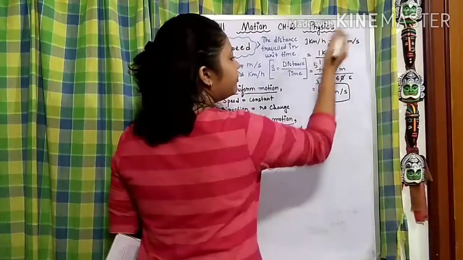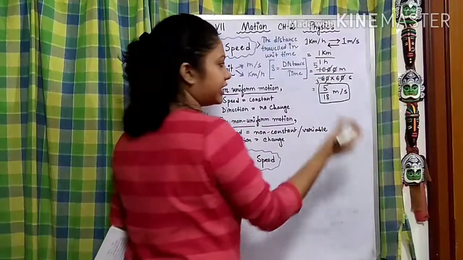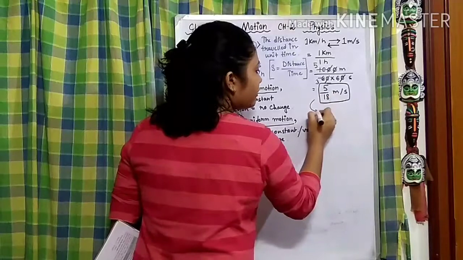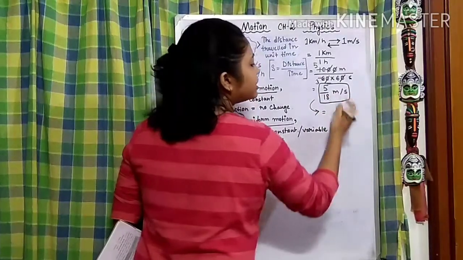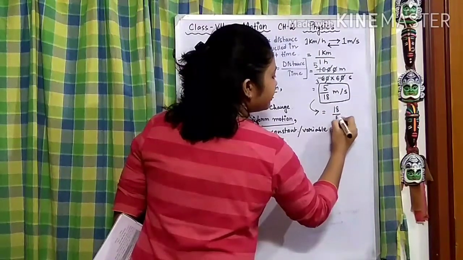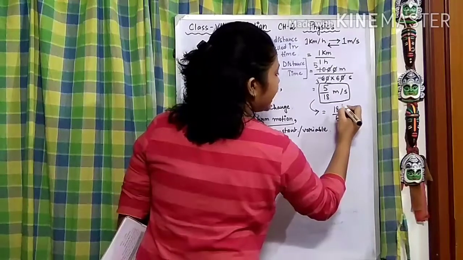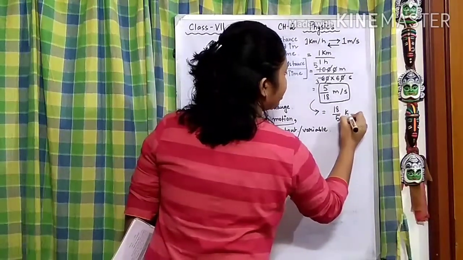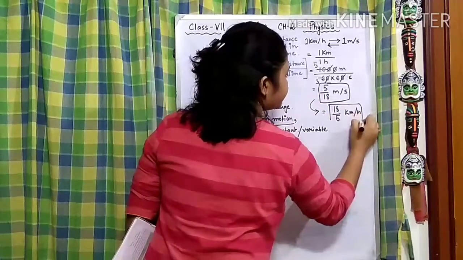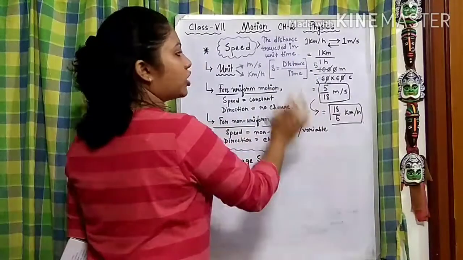Now, when we are given any value in meter per second and we need to convert it into kilometer per hour, you have to follow the inverse of this fraction, that is 18 by 5. You have to multiply that value of the meter per second with 18 by 5 to take it into kilometer per hour. Okay, so this is a shortcut method.